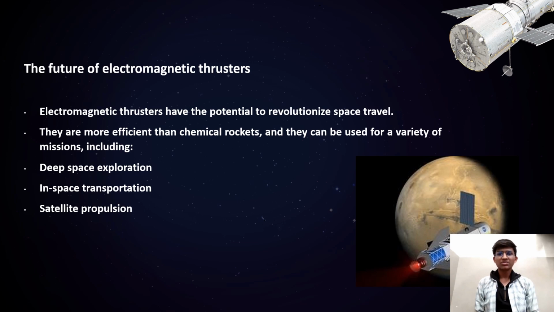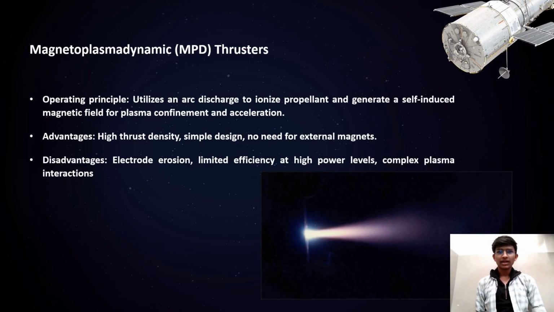In space transportation, electromagnetic thrusters can be used to move spacecraft around in orbit. Satellite propulsion. Electromagnetic thrusters can be used to propel satellites. Electromagnetic thrusters are still under development, but they have the potential to change the way we explore space.